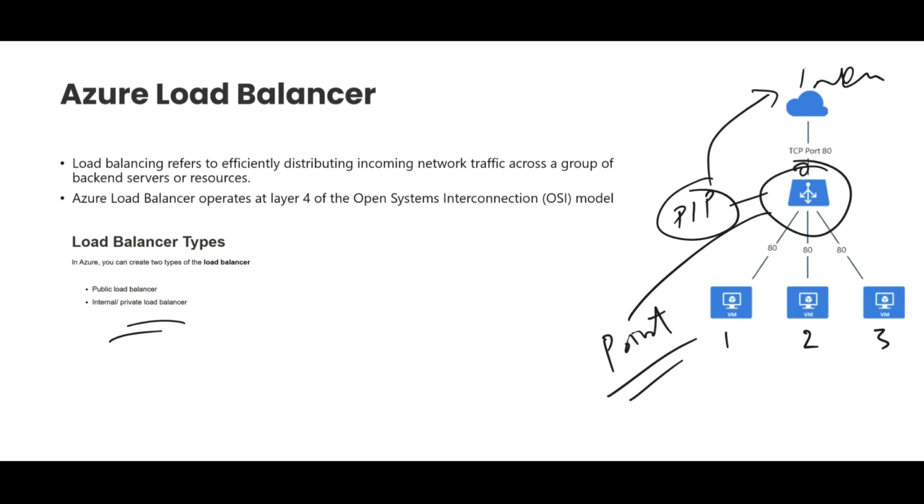Now the use cases. For a public load balancer, let's say you have an application which you need to expose to the internet, for example an e-commerce application which your users need to access from their mobile phone or laptop, then you need to use a public load balancer. However, if you have an internal portal, like an HR portal, that you want to publish within the corporate network, then you need to use an internal load balancer. So these are the use cases of public and private load balancer.